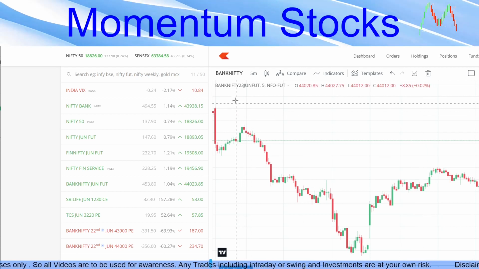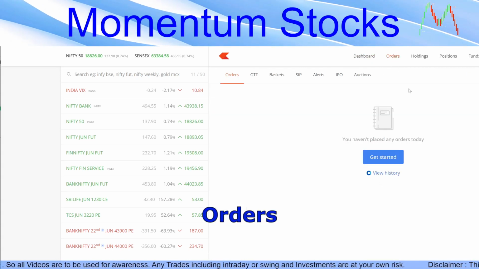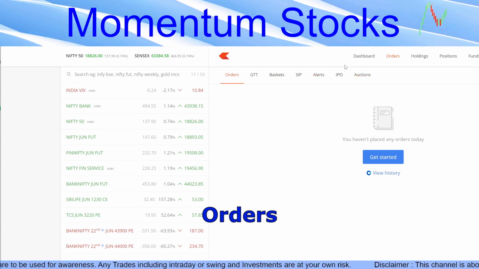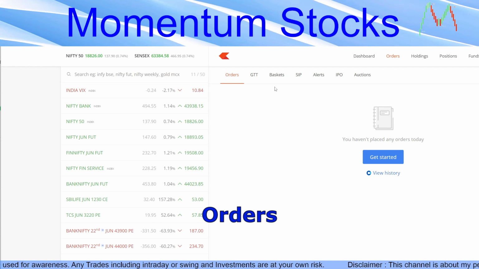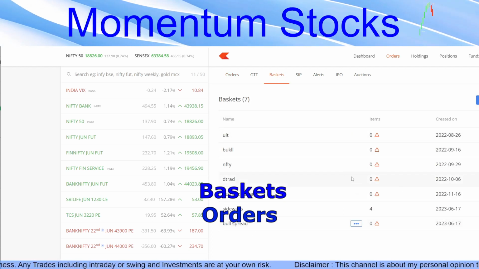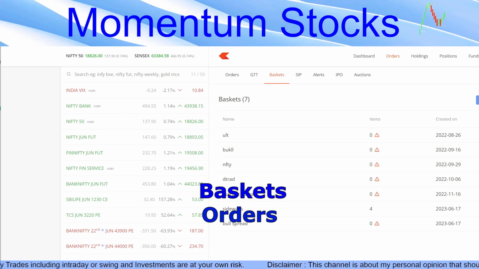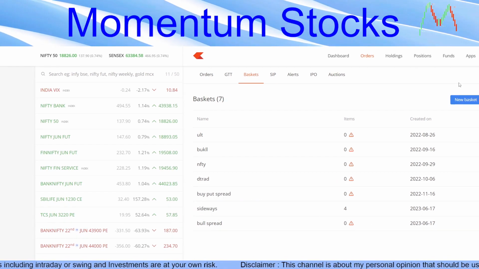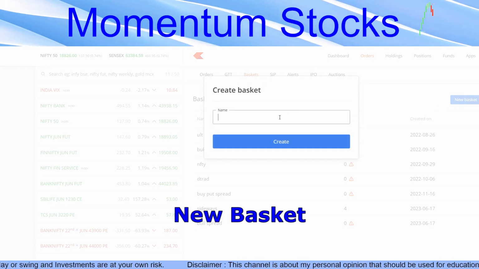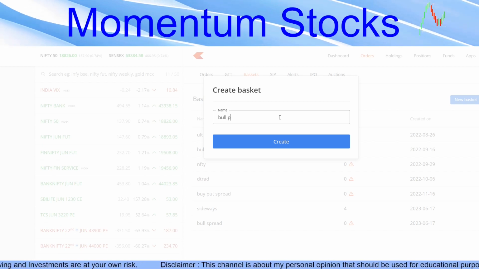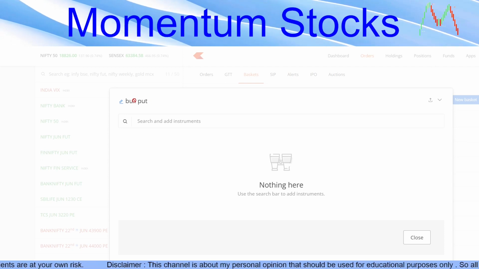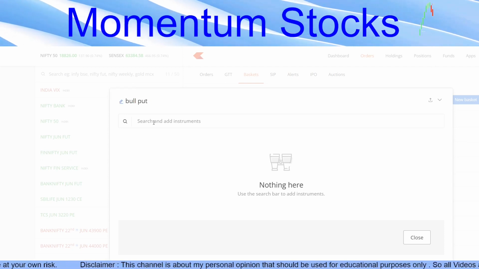So first of all, we would go to something called orders here. Once I click on orders, there is orders, GTT and all these options here. What we are interested in is baskets. In baskets, ignore all these baskets. These are my baskets. You can create your own basket with this option here, which says new basket. Once I click this, it will ask you for a name. So I'm putting bull put spread. Okay, and I hit create. This name is optional, friends. You can change it anytime you wish to.